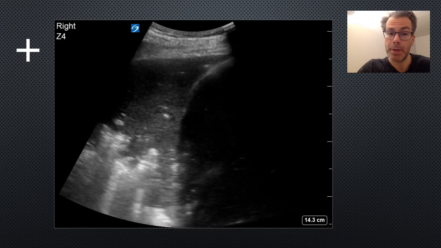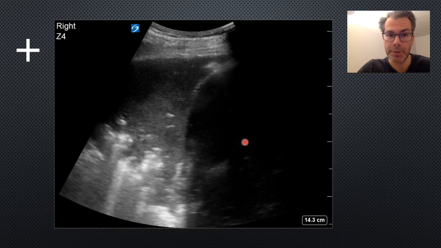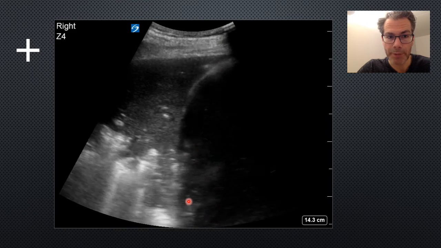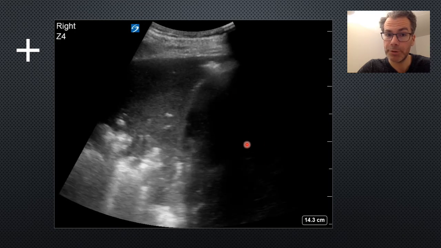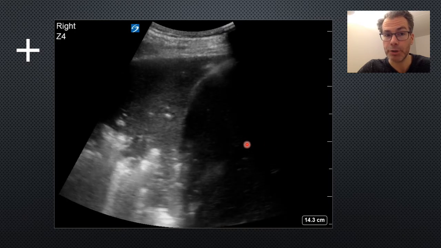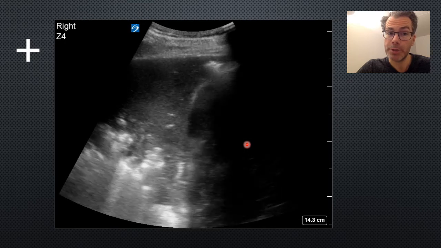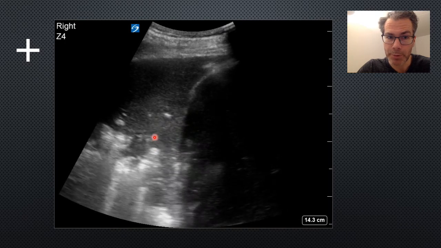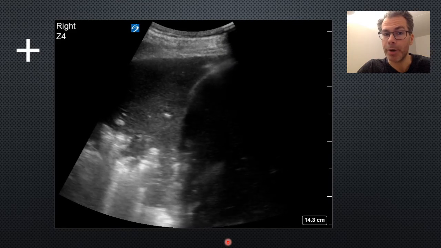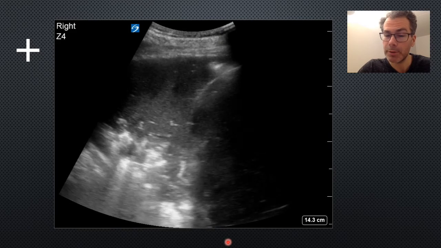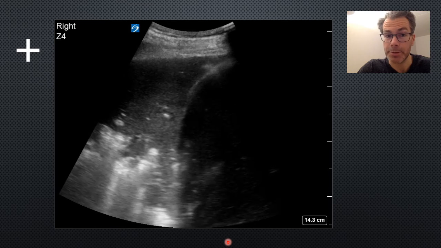And here's an example of pneumonia. So this is the liver, this bright white line is the diaphragm, and this tissue above the diaphragm looks similar to the liver tissue. So this is called hepatization of the lung. And if you look closely, there's also some tiny little air bubbles that are moving up and down within the lung. This is called dynamic air bronchograms, and is supposedly more specific to consolidation than to atelectasis.